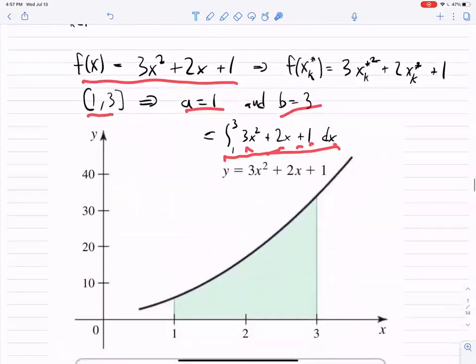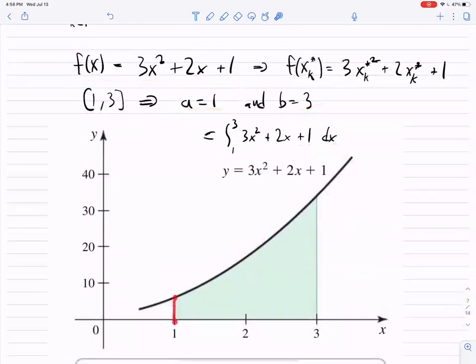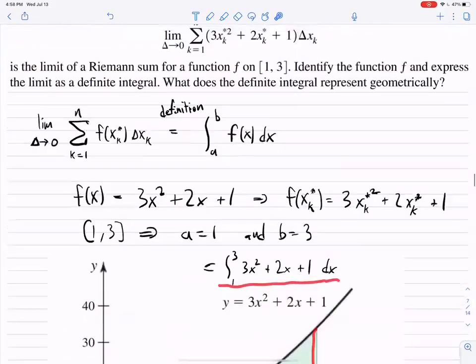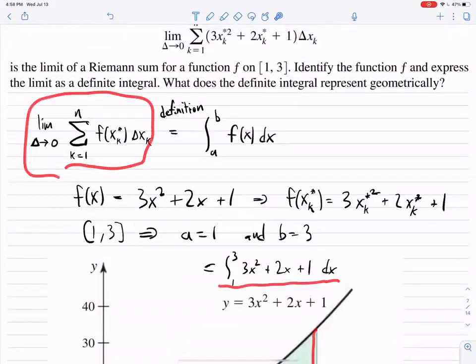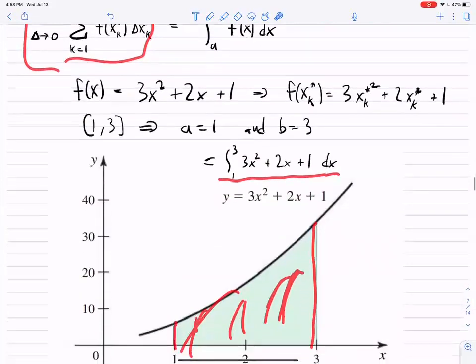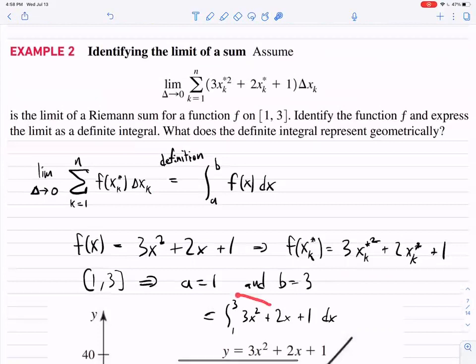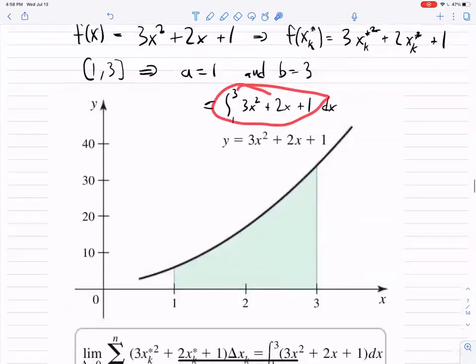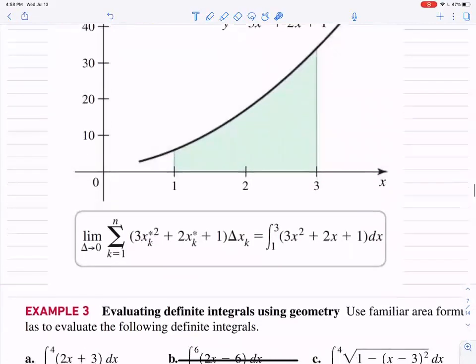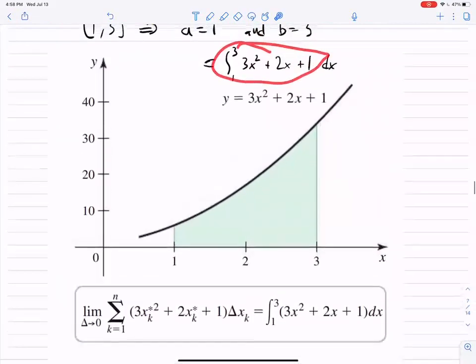And geometrically, what that represents is the area under the curve from 1 to 3. So this definite integral right here represents this area, which is the limit of the Riemann sum. If I wanted to actually calculate this area, we're going to learn a much better way soon, but for now, we'd have to actually calculate that limit. In order to calculate this particular area, I need to calculate this limit, which is kind of annoying. It's doable, but annoying.